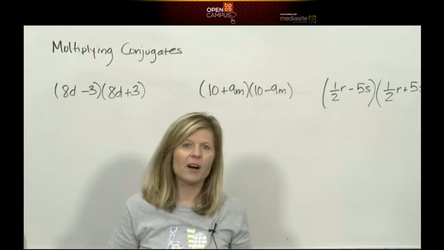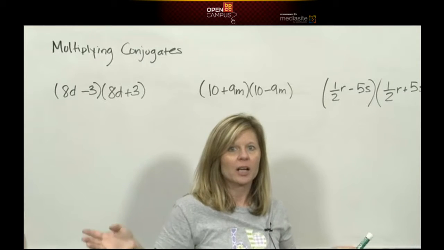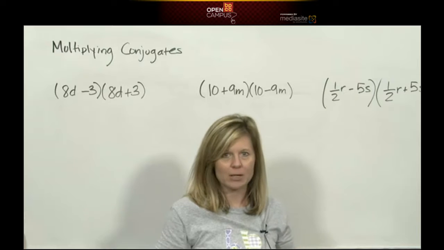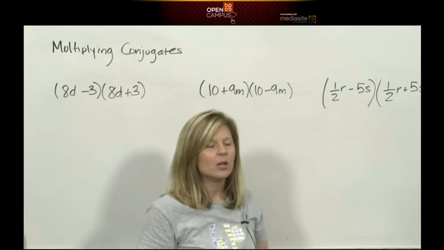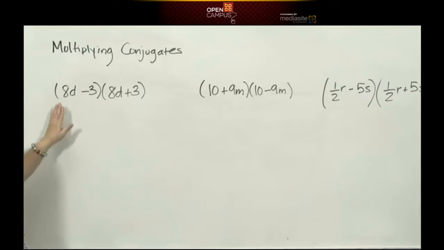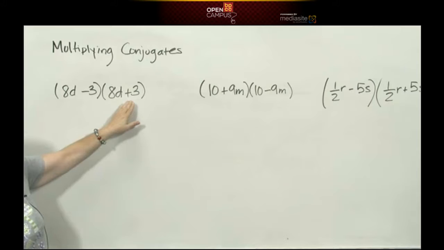Okay, let's have some fun and multiply conjugates. So first of all, we have to know our vocabulary word. Conjugate means we have binomials, two terms, and we change the middle symbol. So if you look, I have 8d minus 3, and I want to multiply it to 8d plus 3.